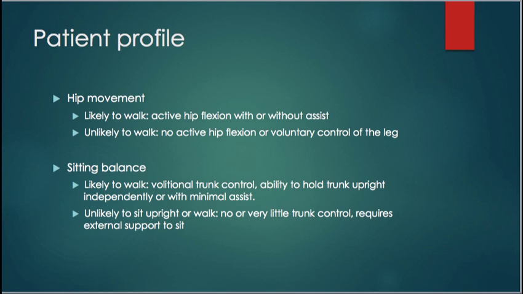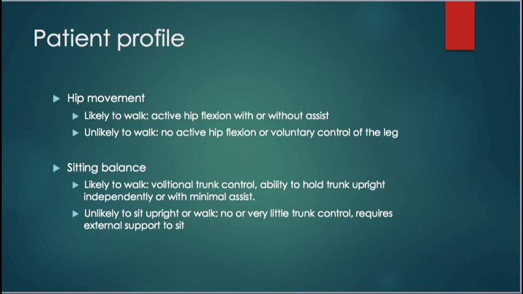So far, we've discussed strength, range of motion, and abnormal muscle tone. So let's review and discuss some ways that those can affect our ability to perform different activities. Again, hip movement is a likely indicator of someone's ability to walk. If a person is likely to walk, they're going to have active hip flexion. They're going to have a palpable muscle contraction either with or without assist.